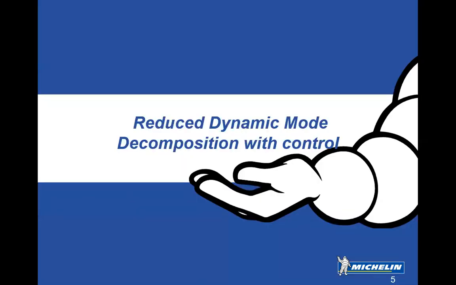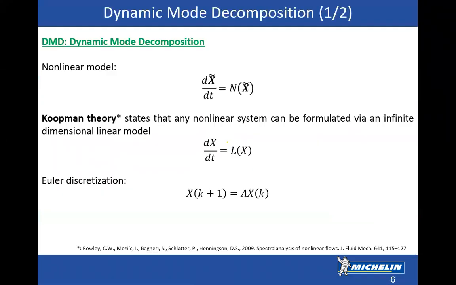Okay, so I will start step by step with the reduced dynamic mode decomposition inflow. First I will introduce the dynamic mode decomposition. As I've said, we have a nonlinear model. So in the nonlinear model, let's say we have the state vector x tilde, dx tilde by dt as a nonlinear function of x tilde.